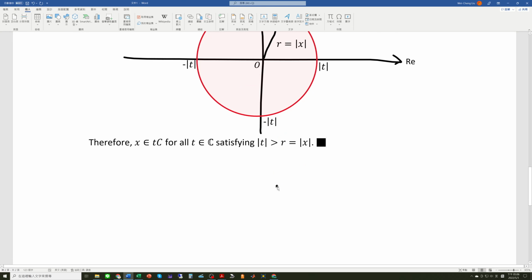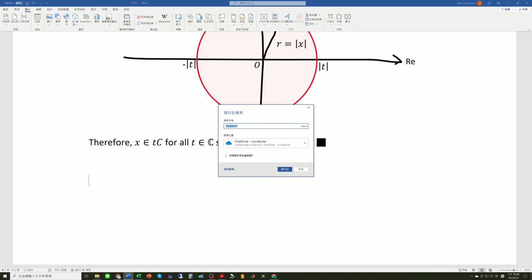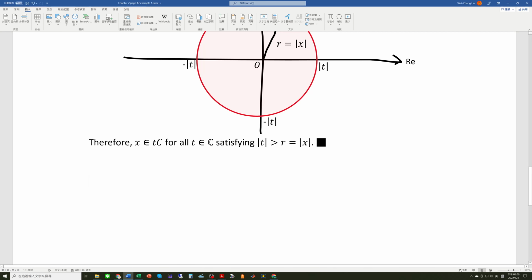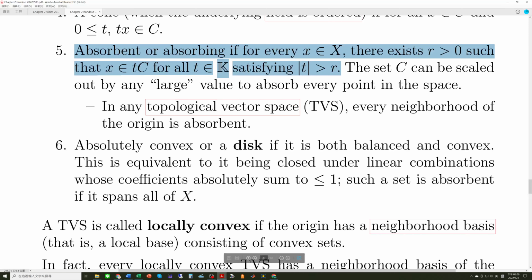Okay, delete it. So do you have any questions? Okay, I forget, you cannot answer me now. So please let me save this file. Page 47, example 1. And Blackboard, wireless communication. So let us go back to the handout.